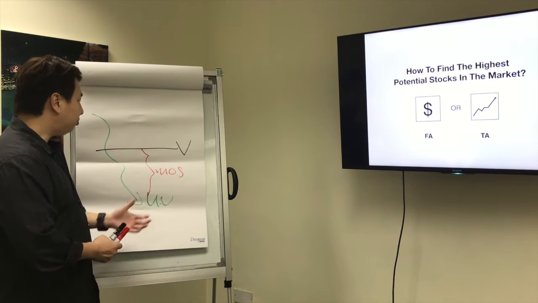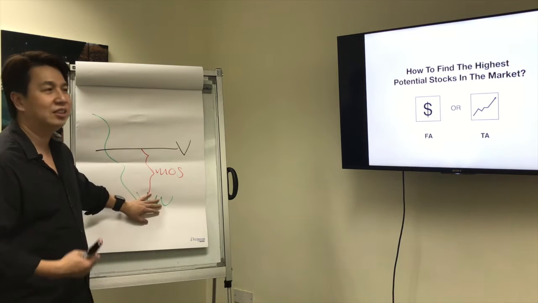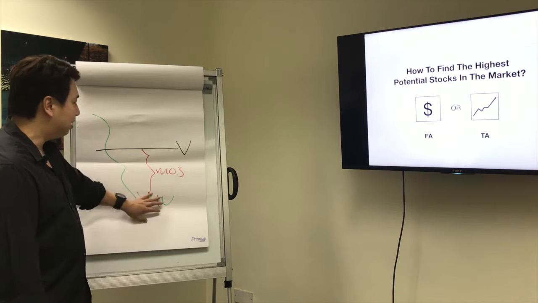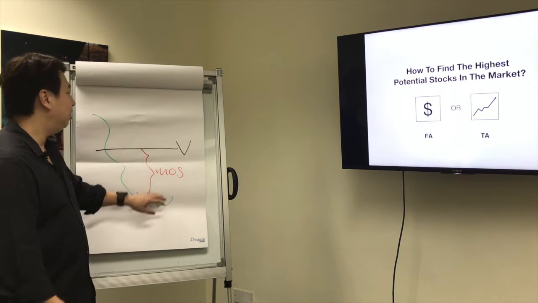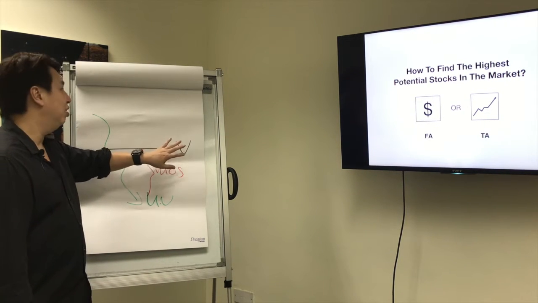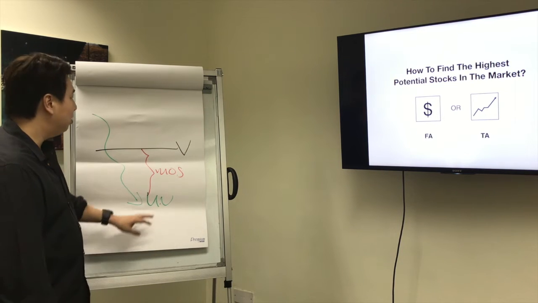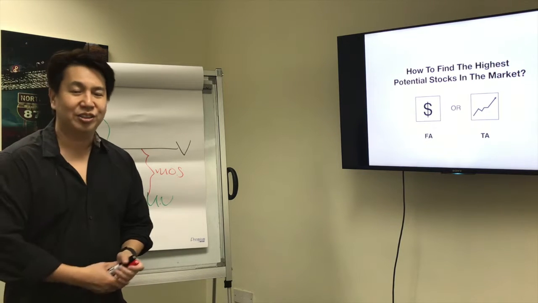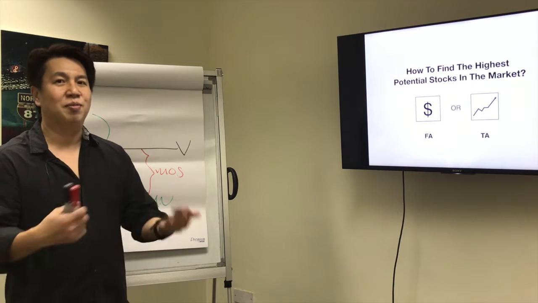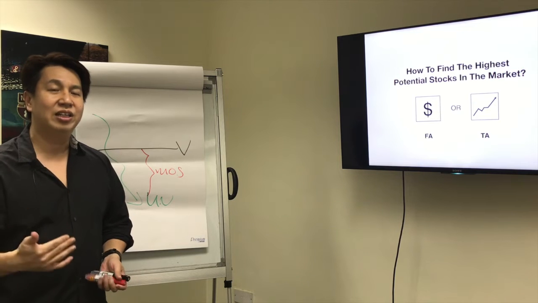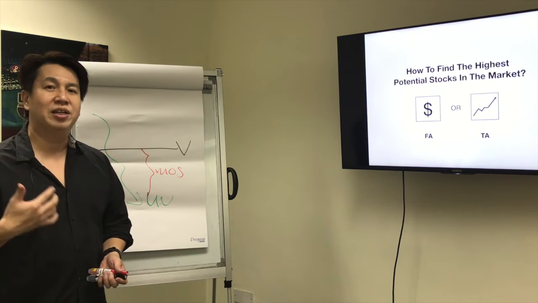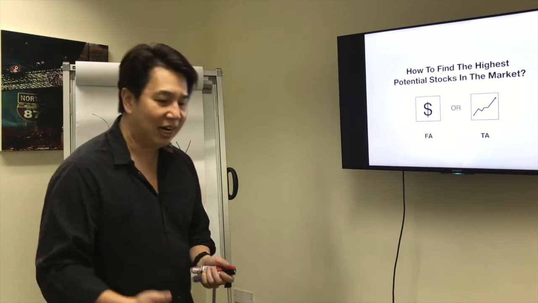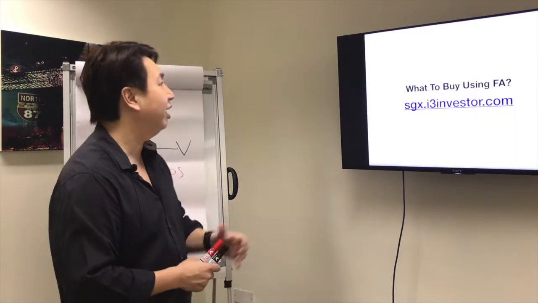This figure is easy to find out because you can go to Google Finance or Yahoo and check the current price of the stock. But how do you find out V? How do you find out the value of this stock? There are a few ways. One way is to go for a value investing course, or become a remisier. You can learn how to calculate all this fundamental analysis and the value of the stock. Another way, which I'll show you as a shortcut, is this website.